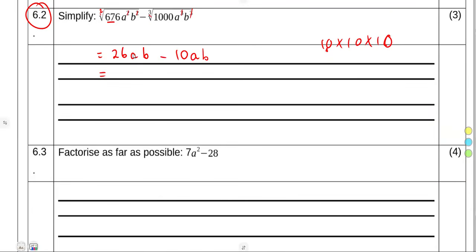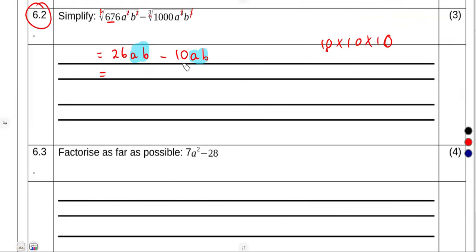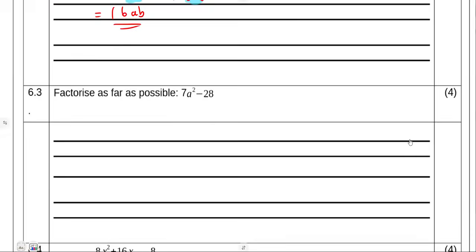So we are back to like terms, ab and ab. These are like terms, so simply subtract 26 minus 10, which is 16ab. So this is what you are going to have at the end, as we can see. It's going to be simply like that, 16ab.